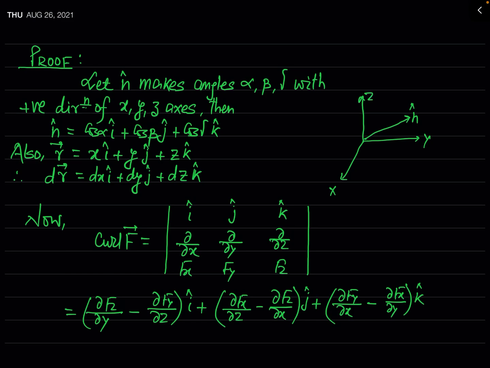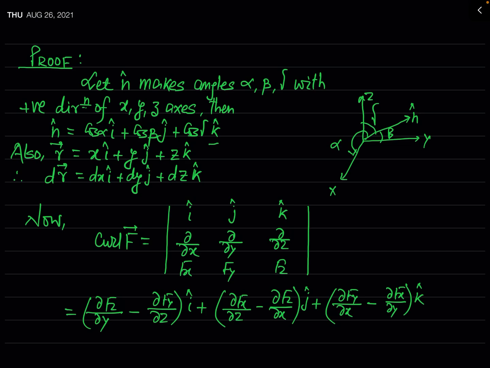And we consider that this n hat makes an angle alpha with the x-axis, an angle beta with the y-axis and an angle gamma with the z-axis. Then you know cos alpha, cos beta and cos gamma will be the direction cosines of this unit vector n hat. In this condition, we can express the unit normal vector n hat in terms of these direction cosines. As you know, n hat will then be written as cos alpha i plus cos beta j plus cos gamma k.